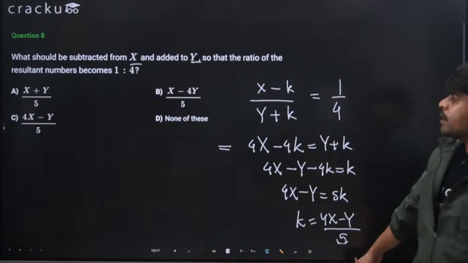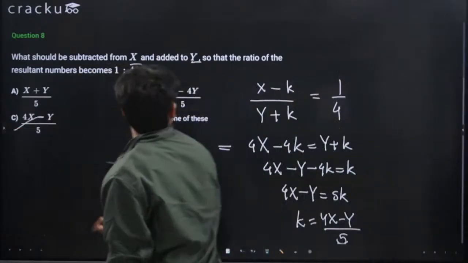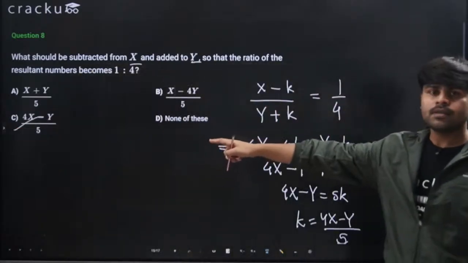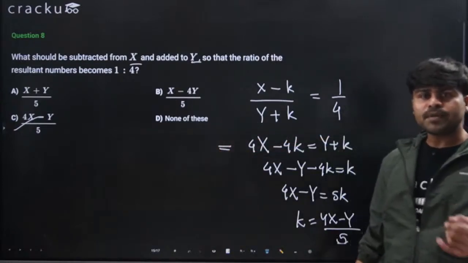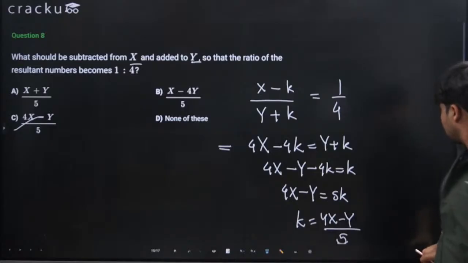We have found the value of k. C is the correct answer. It's as simple as that. There is nothing extra going on here. It is a very simple question. It is deceptively simple. Let's move ahead and do the next question.